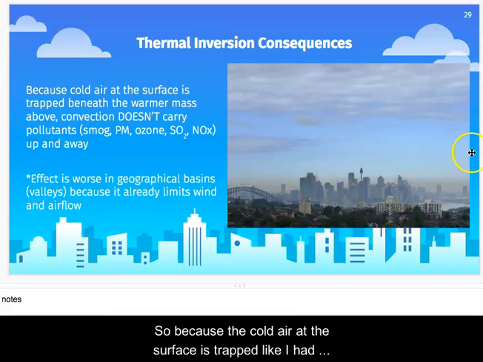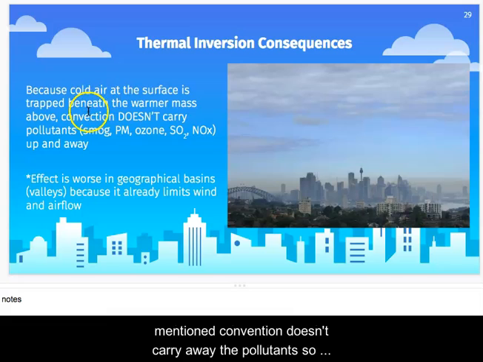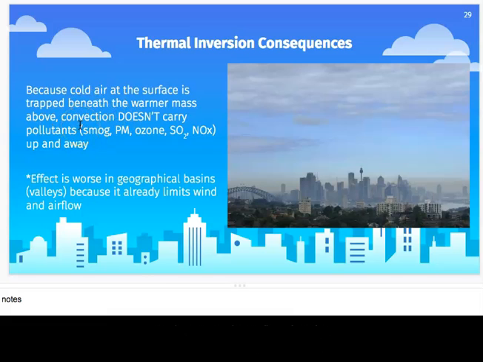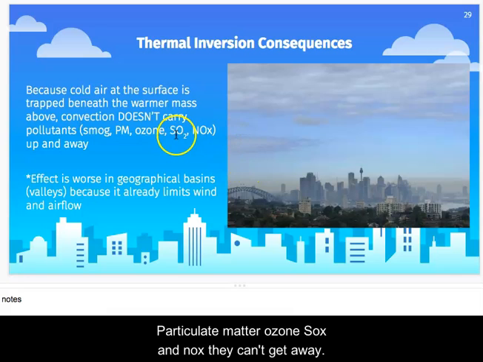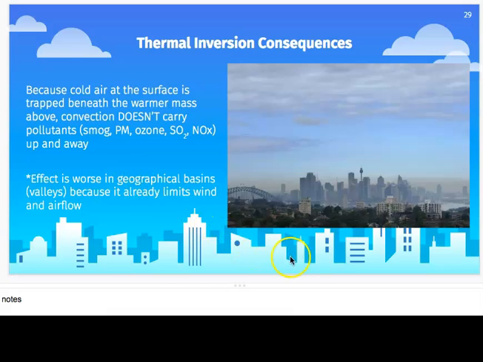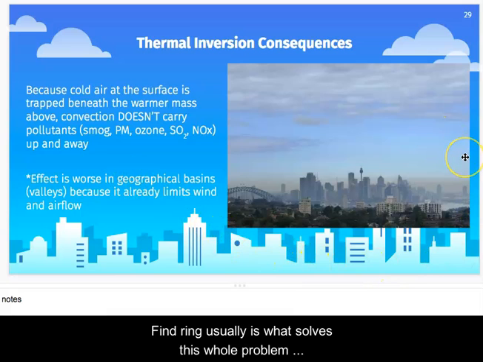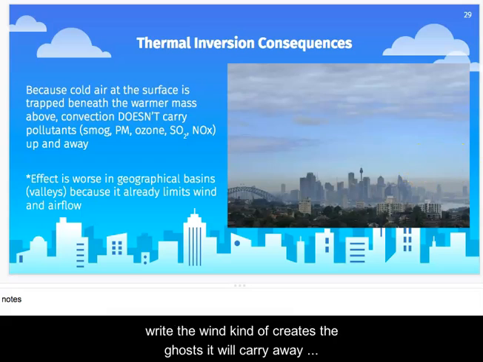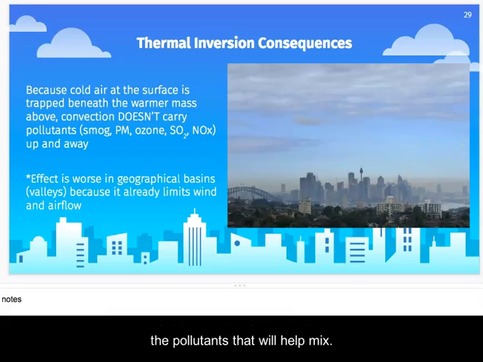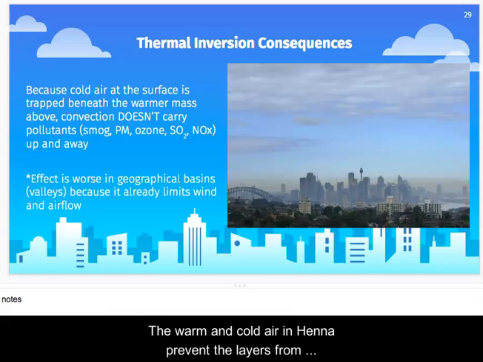Because the cold air at the surface is trapped, like I had mentioned, convection doesn't carry away the pollutants. So anything like smog, particulate matter, ozone, SOx and NOx, they can't get away. And wind usually is what solves this whole problem, right? The wind creates the gusts. It will carry away the pollutants. It will help mix the warm and cold air and prevent the layers from happening.